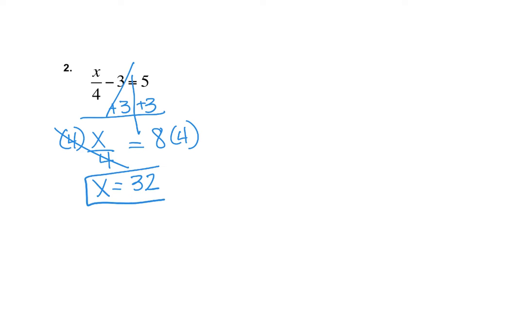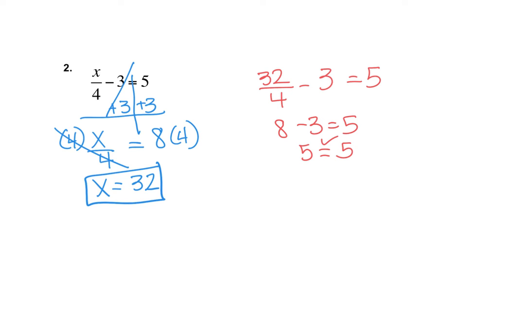So let's go ahead and just double check it. And we'll take 32 divided by 4 minus 3. Is that equal to 5? 32 divided by 4 is 8 minus 3. And 8 minus 3 is 5. And now you know you have the right answer.